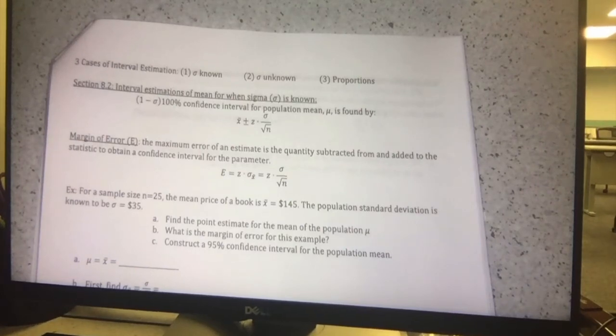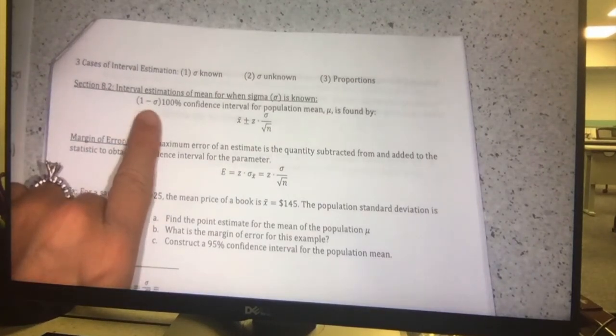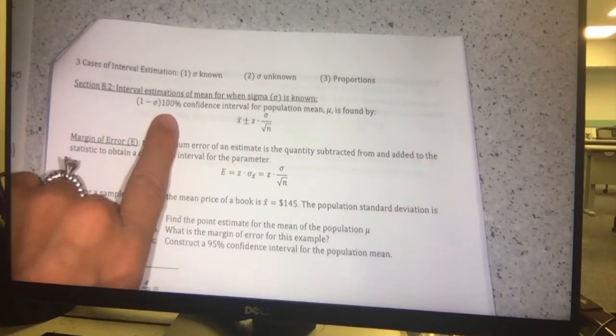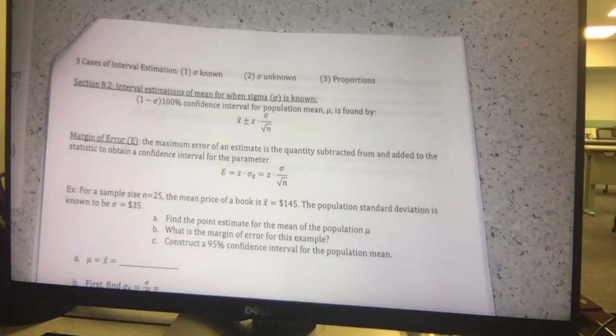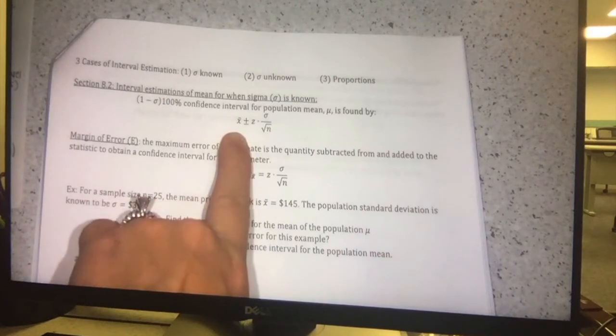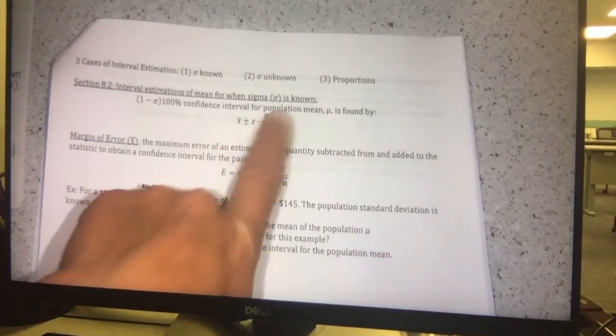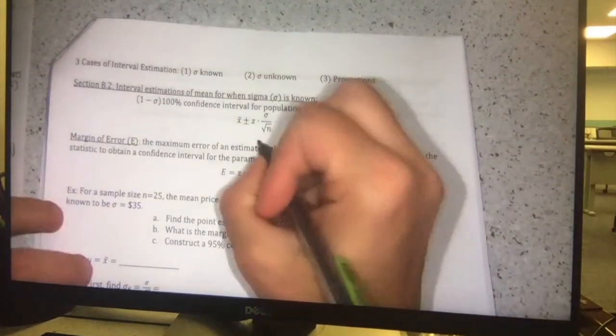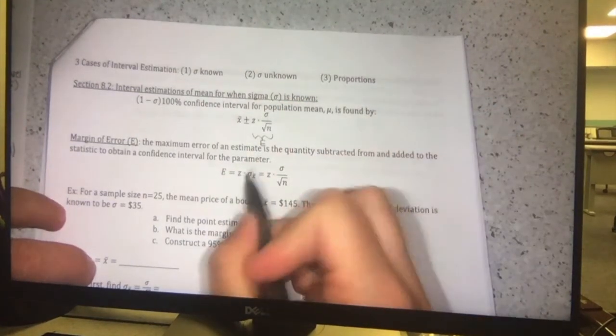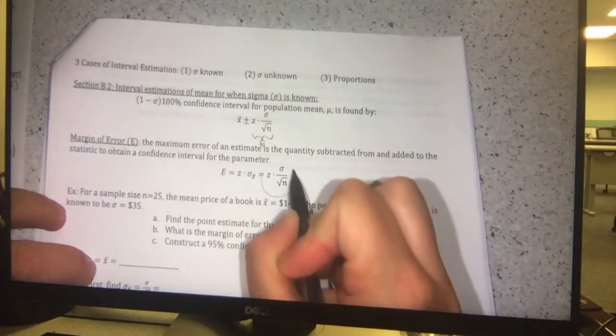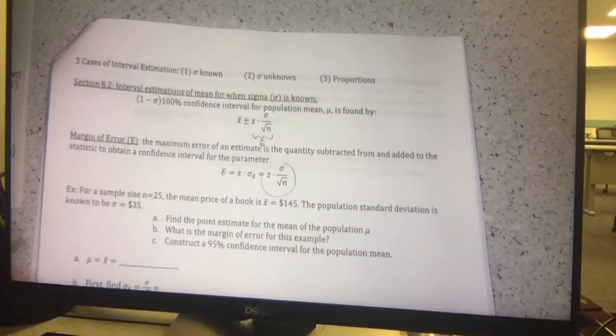So for 8.2, interval estimations for a mean whenever our sigma is known. So we have 1 minus alpha times 100%, which is our confidence interval for our population mean. Mu is found by our x bar plus or minus z times our sigma over the square root of n. This is our E, and you can see that right here. Our E is z times our sigma all over the square root of n. So what if they don't give us E? That's how we would find E, because usually they don't give it to us.